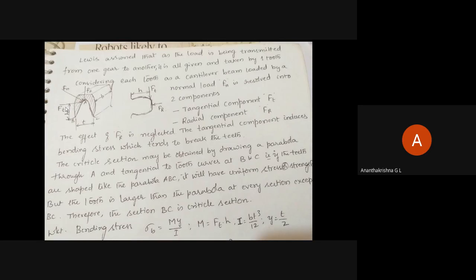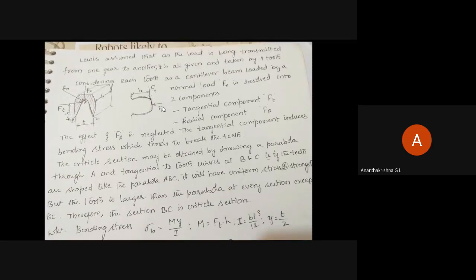So I rotate this gear tooth by 90 degrees and make it like this. Are you all there? Okay. By rotating this tooth by 90 degrees, I get my tangential tooth load over here, which is at a distance of h from the root of the gear tooth. So Fr is neglected, right? Now my job is to identify the critical section in the gear tooth.